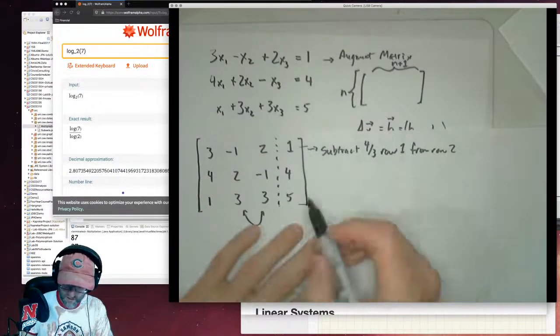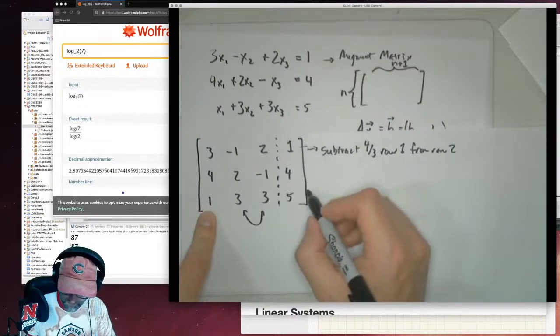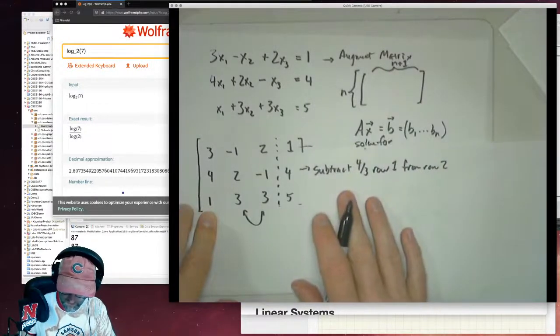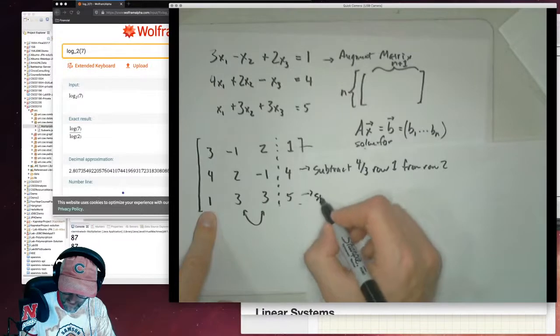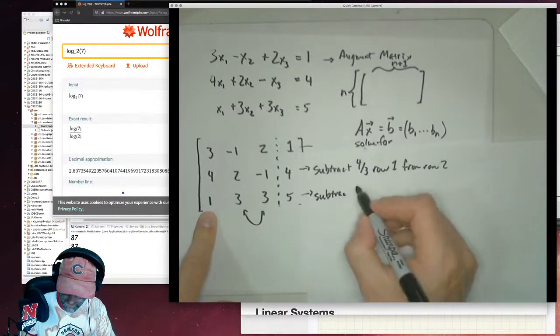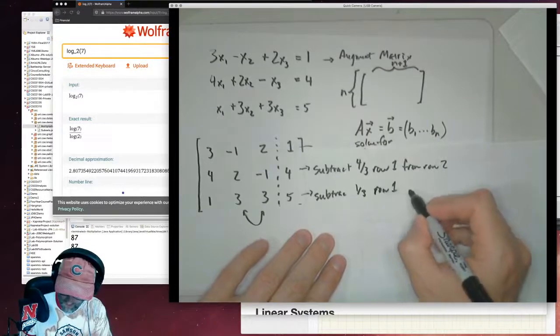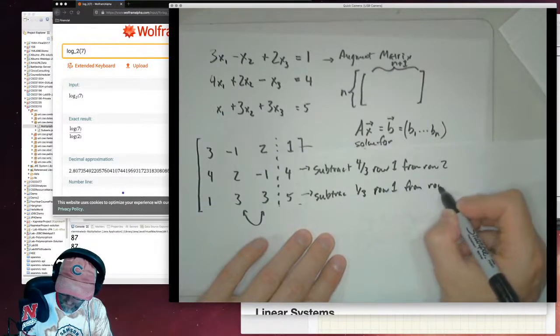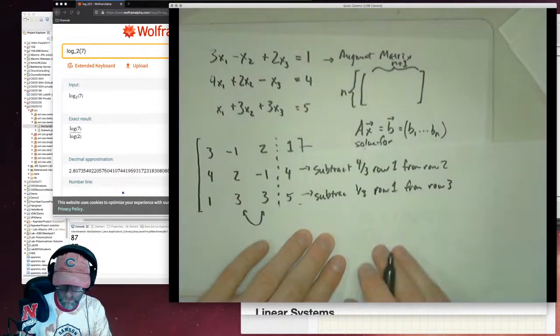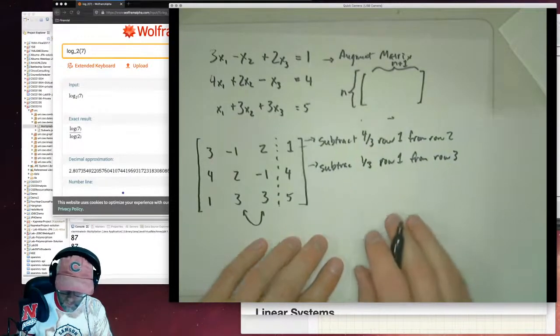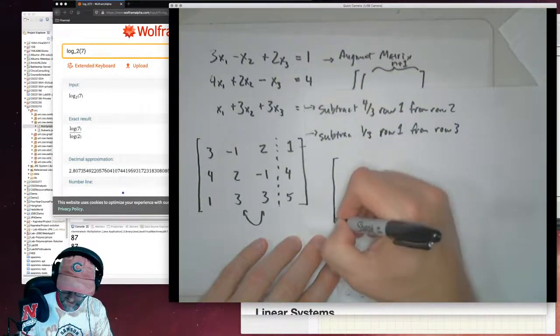What about the third row here? This should have been off of this one. There we go. I need to subtract 1/3 times row 1 from row 3. I won't beleaguer you with the algebra. What does that look like at the end?